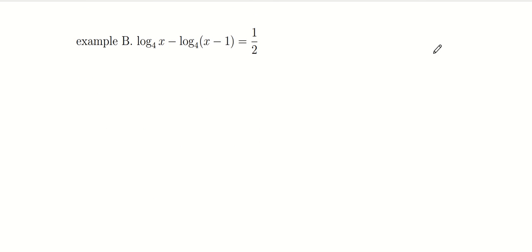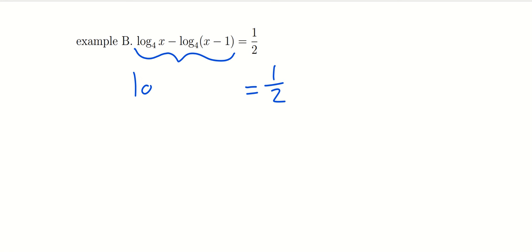Let's take a look at the next one. In example B, we have log base 4 of x minus log base 4 of (x minus 1) is equal to 1/2. Okay. So the goal for this particular equation is we want to rewrite it like we did the last one. Instead of having two log terms on the left-hand side of this equation, we would much prefer if we could just have it as a single log.